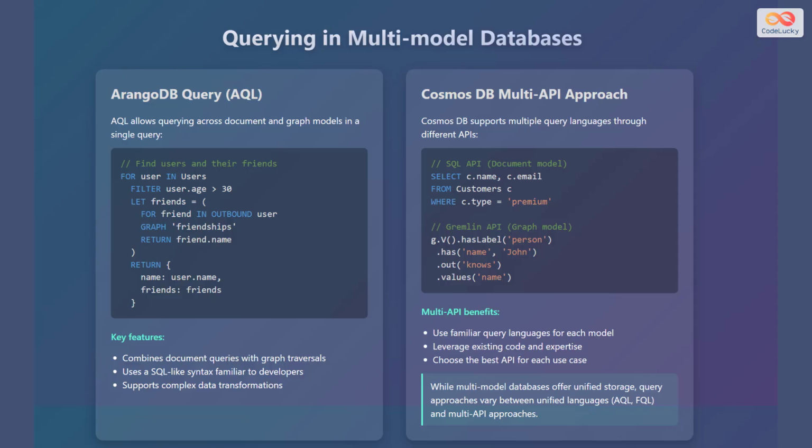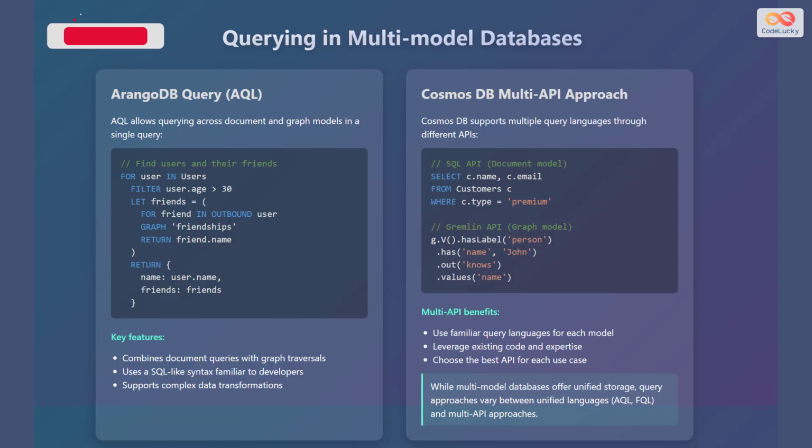Here is a Gremlin API graph model example. G.V opening parenthesis closing parenthesis, has label opening parenthesis single quote person single quote closing parenthesis, has opening parenthesis single quote name single quote comma single quote John single quote closing parenthesis, out opening parenthesis single quote knows single quote closing parenthesis, values opening parenthesis single quote name single quote closing parenthesis.